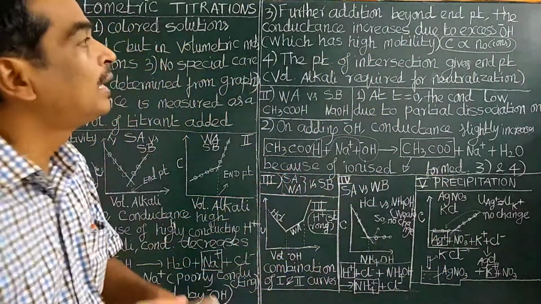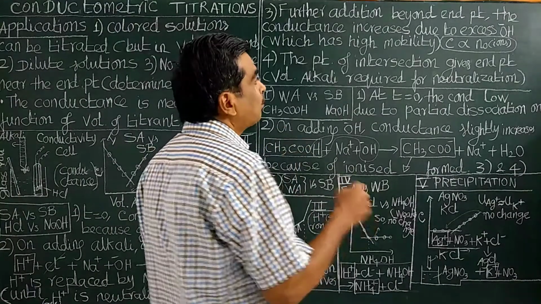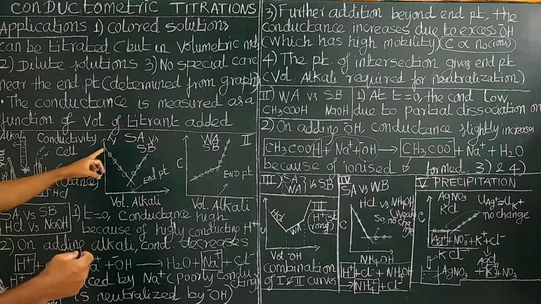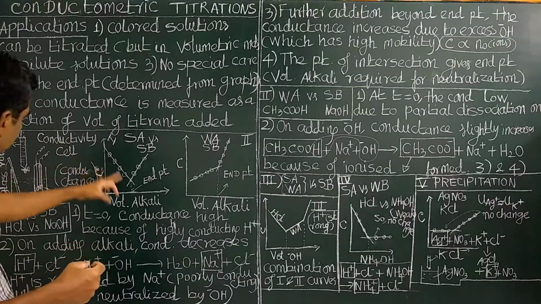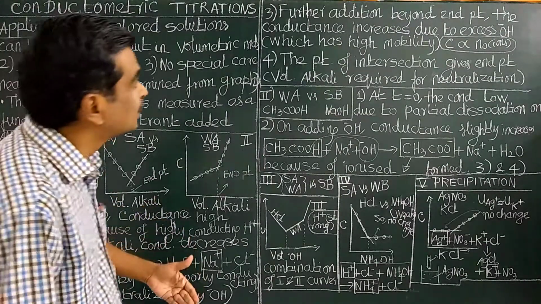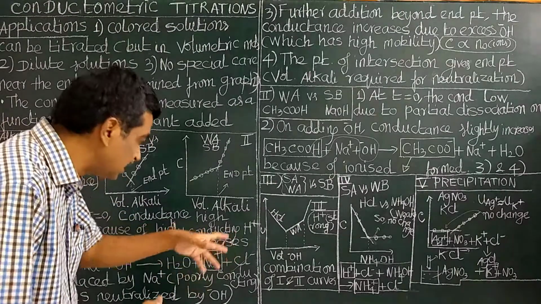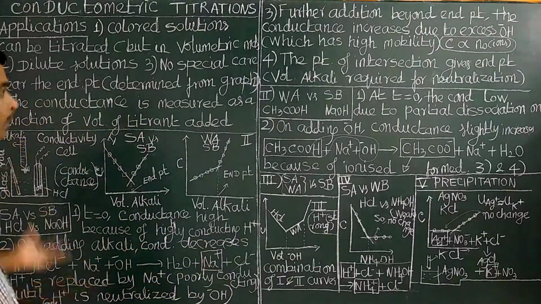Mobility of the ion and the number of ions. For example, for H plus, the number of ions is high, therefore conductivity is high, and the conductance decreases because the number decreases.